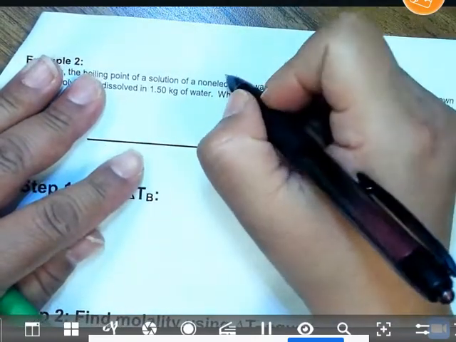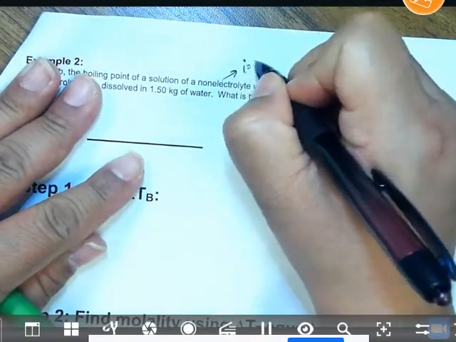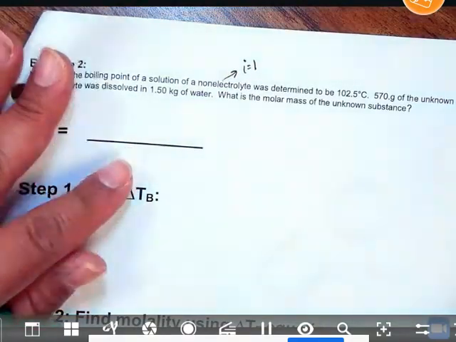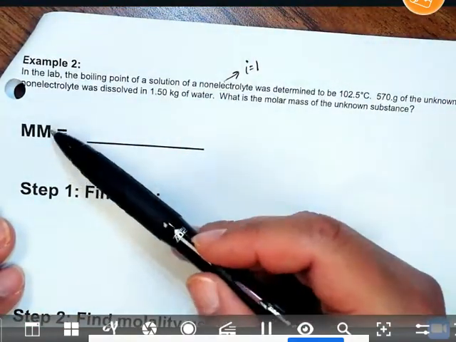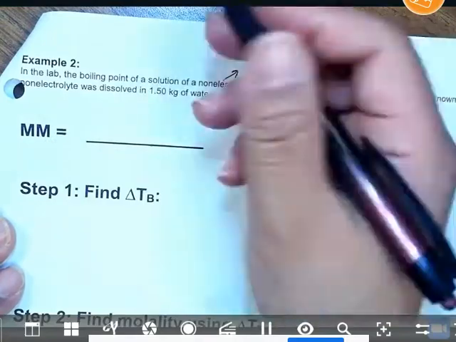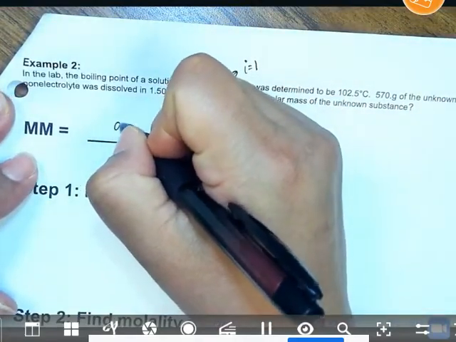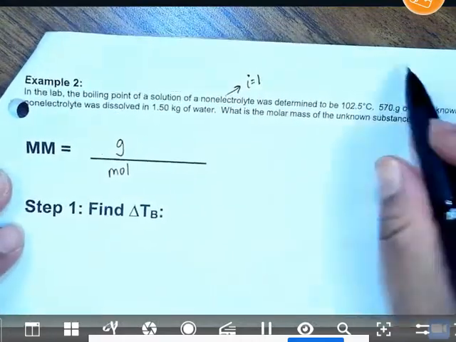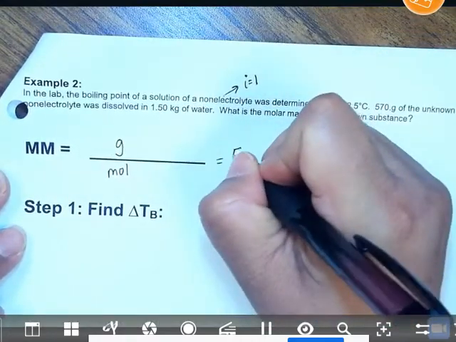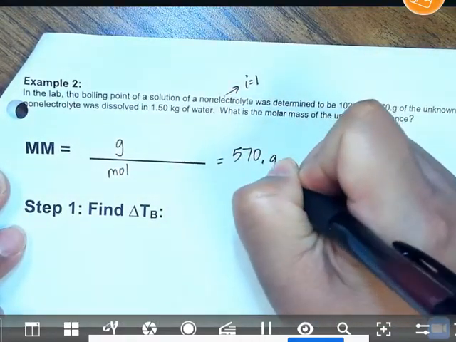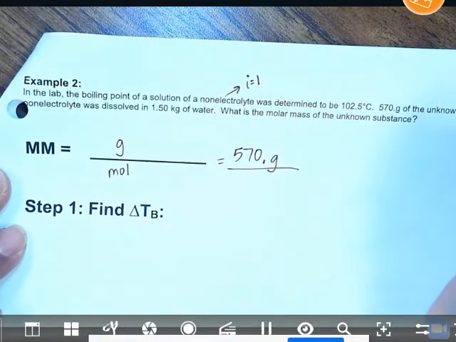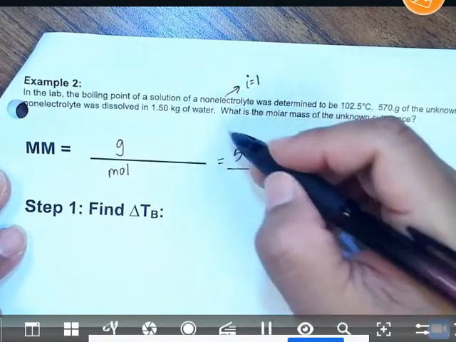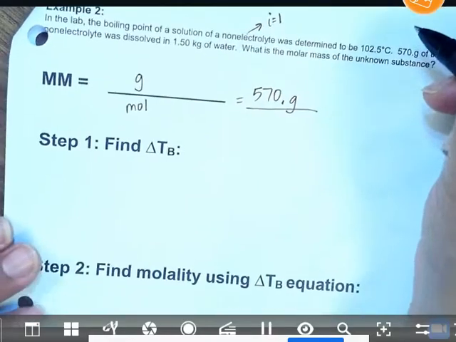Why does it matter that it's a non-electrolyte? Because I is 1. They want us to find the molar mass. So molar mass we know is mass, so grams over mole. And they already told us that we have 570 grams. But I don't know the mole amount.